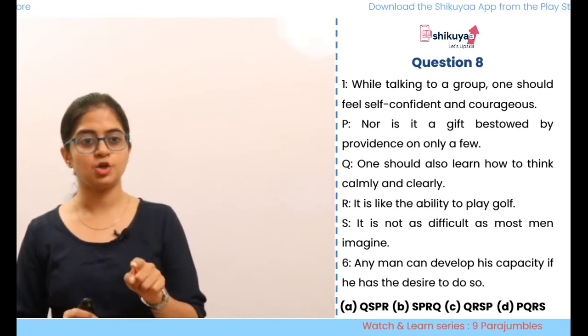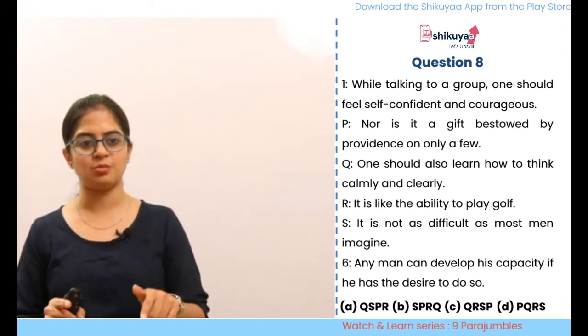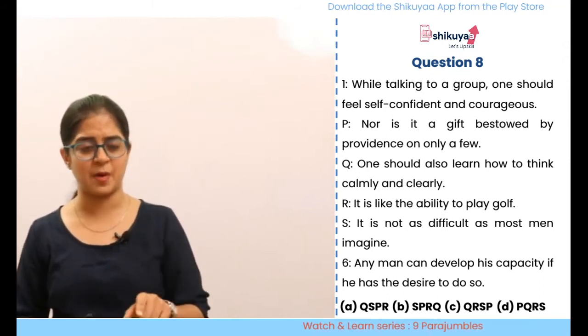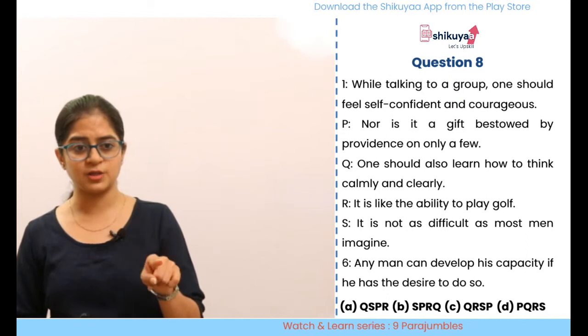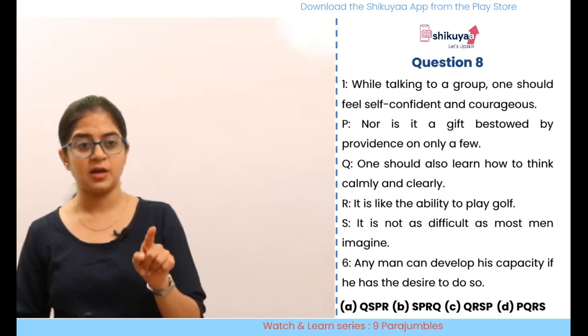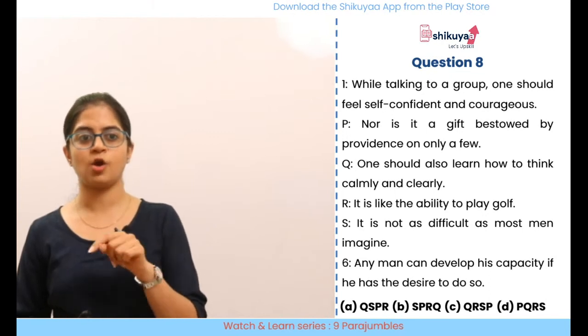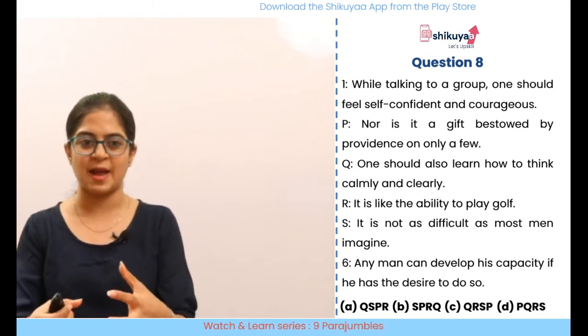Okay. So now let us find the sentence which continues Q. One should also learn how to think calmly and clearly. Sentences S and P are the pair, and the remaining option here is R. It is like the ability to play golf. Here an example is given, right?